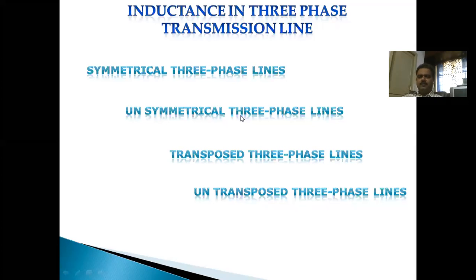In unsymmetrical three-phase lines, one is transposed, the other is untransposed three-phase. First we have to calculate the inductance in case of three-phase symmetrical lines. The next case is unsymmetrical. In unsymmetrical, again the three-phase conductors may be transposed or may not be transposed.